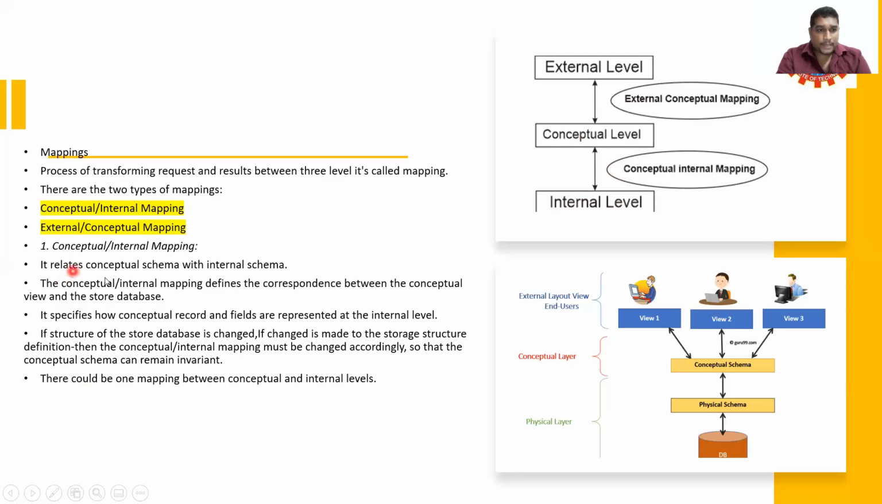Now it relates the conceptual schema with the internal schema, as you know. Second, the conceptual-internal mapping defines the correspondence between the conceptual view and the storage database. So this is between the conceptual level and the database. Next, it specifies how conceptual records and fields are represented at the internal level. So how these tables and this database are connected can be implemented by means of conceptual-internal mapping.